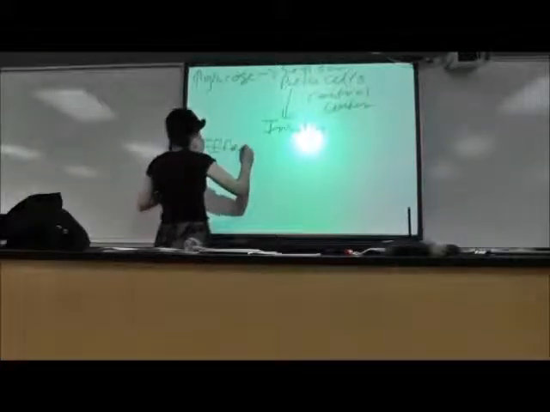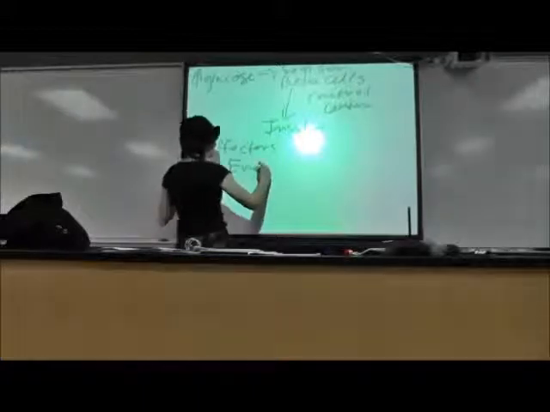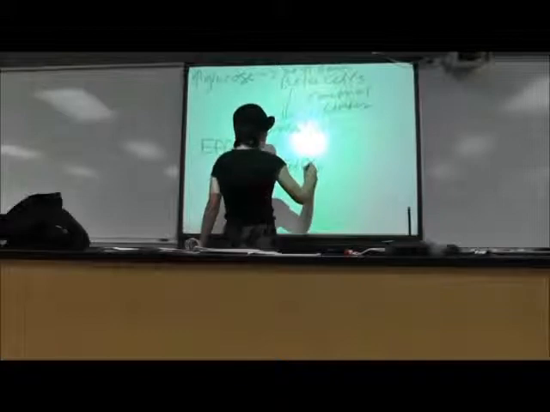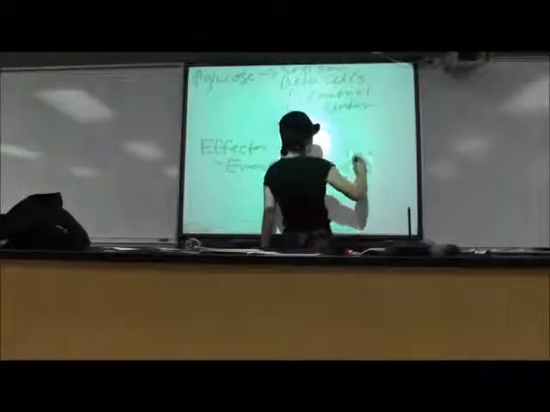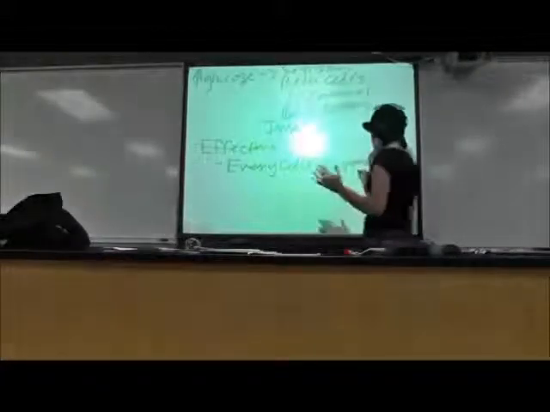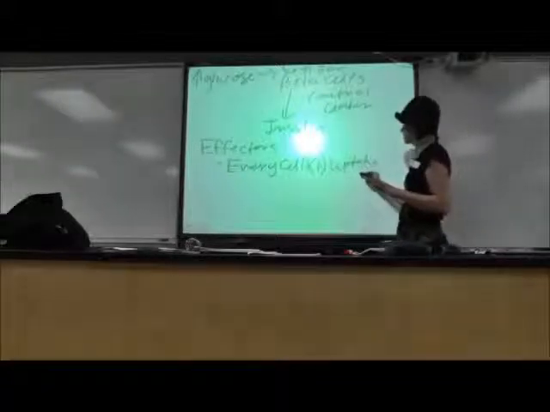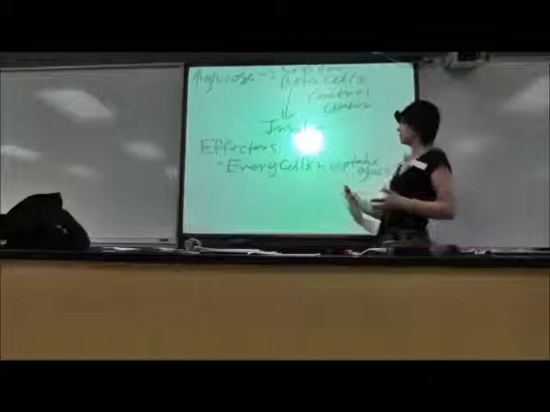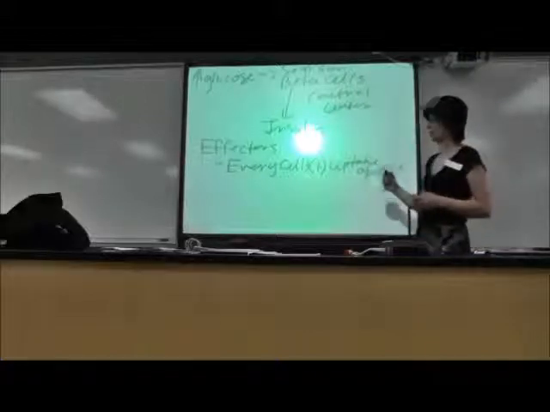The effectors of insulin are every cell in the body, which insulin will stimulate to uptake glucose. Because every cell can use glucose for cellular respiration, that's how we get our ATP. So every cell is going to be stimulated to uptake that glucose.